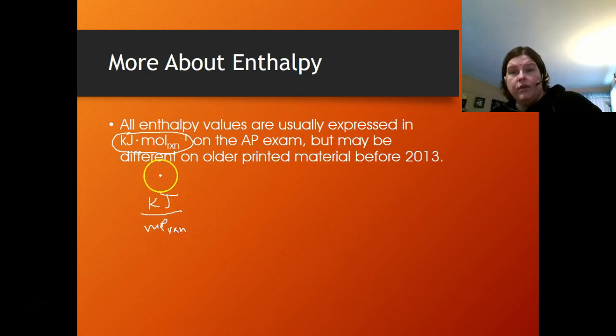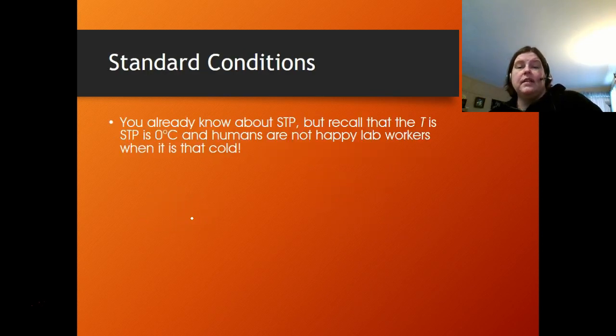or mole of whatever substance it is. But some of the older printed materials that were before the revision happened may just say kilojoules or joules. So be really careful about that because they're saying the same things. Okay? Standard conditions. So you guys already know about STP.